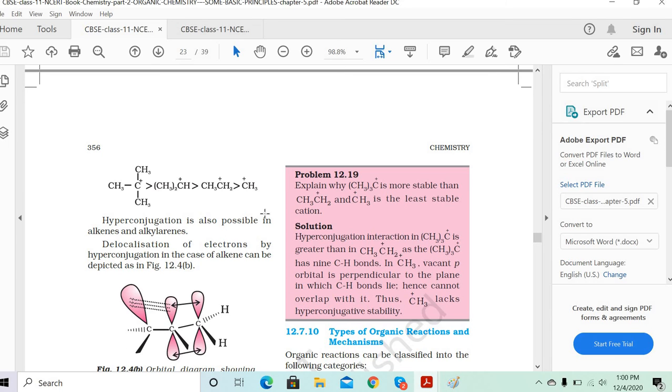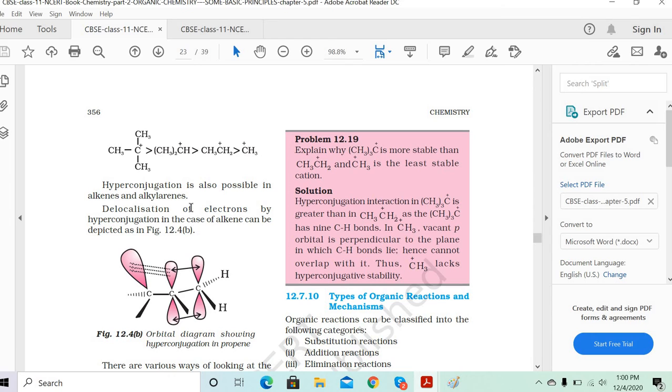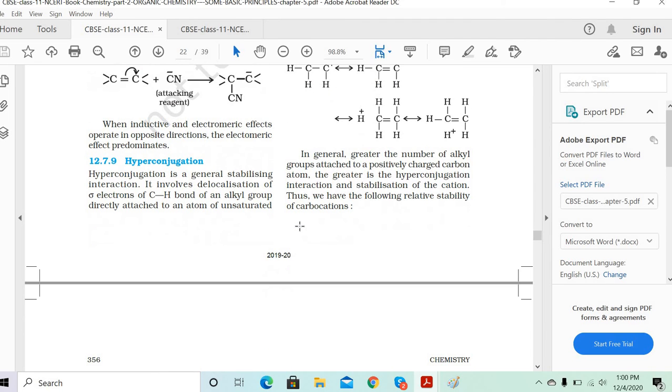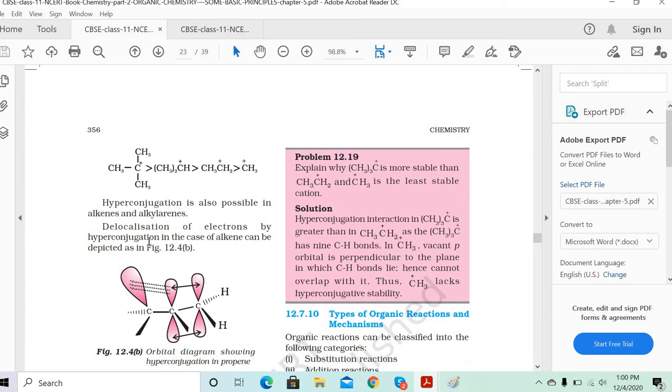Now, hyperconjugation is also possible in the alkenes and the alkyl arenes also. How does it work? Now we'll try to find the stability. Which is more stable? Tertiary is more stable than secondary, secondary than primary, and then the single one. Got it?